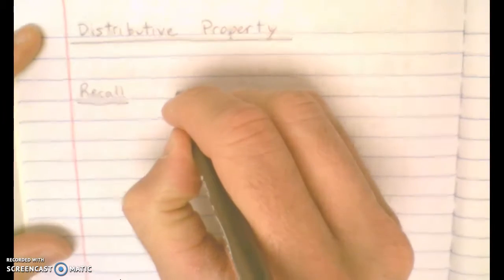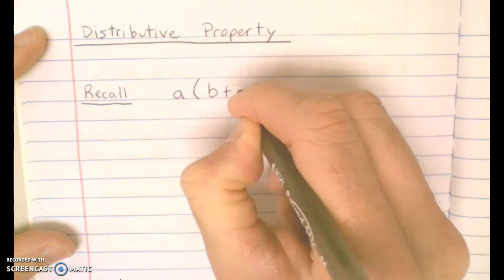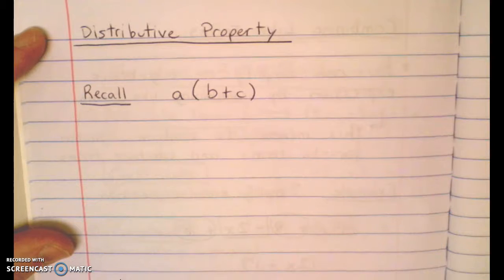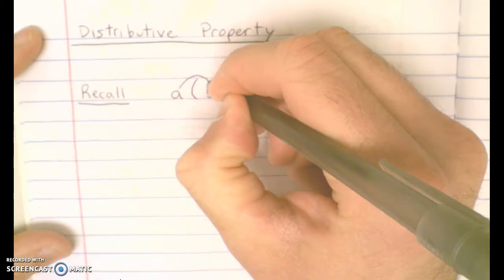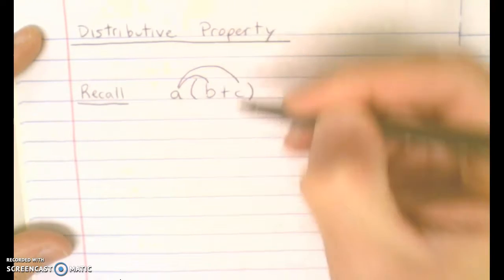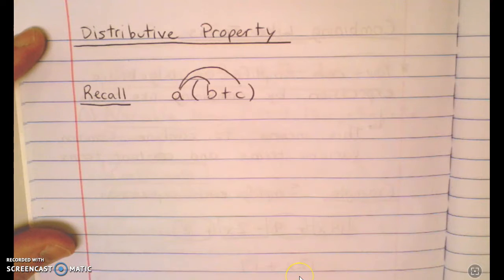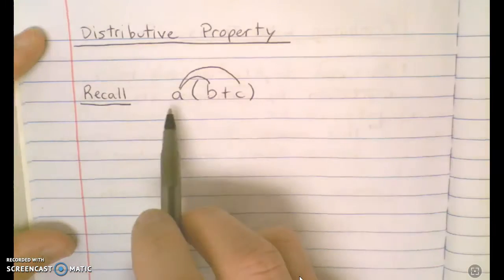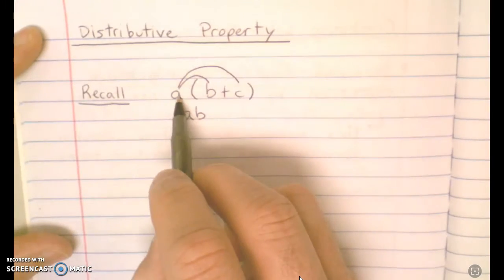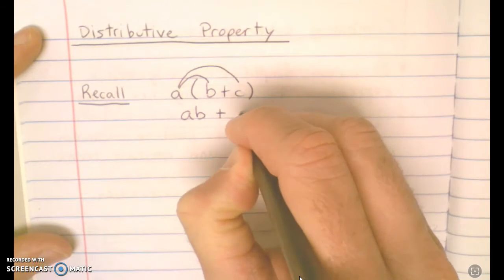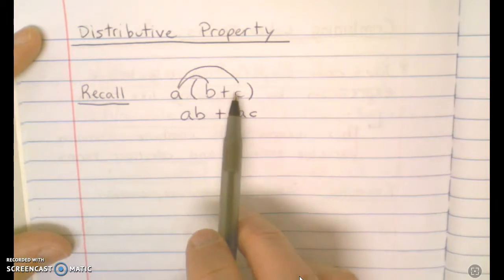The distributive property is when there is a number outside the parentheses. You take that number and distribute it by multiplying it by both things inside of the parentheses. So for this example, we would take a times b, which gives me ab, plus a times c, which gives me ac. So we're taking this one and multiplying it by both things inside the parentheses.